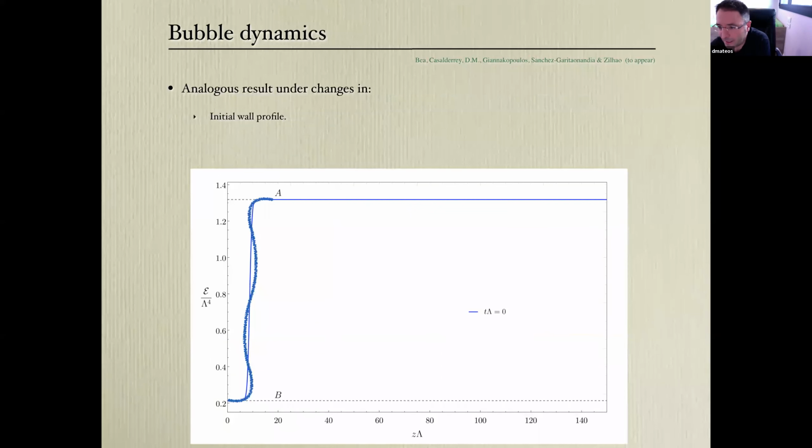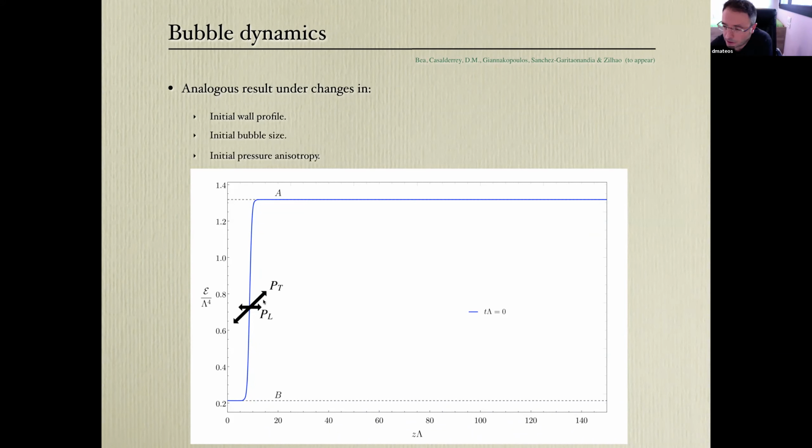You can do a similar analysis by changing the initial conditions in the sense of not just changing B, but changing the initial wall profile that you put over here. Or you can change the initial bubble size, or the initial pressure anisotropy, etc. And in all cases, you find that the final steady state is independent of these initial conditions. It only depends on the nucleation temperature. So once you fix that, then the entire late time dynamics of the bubble is always the same.